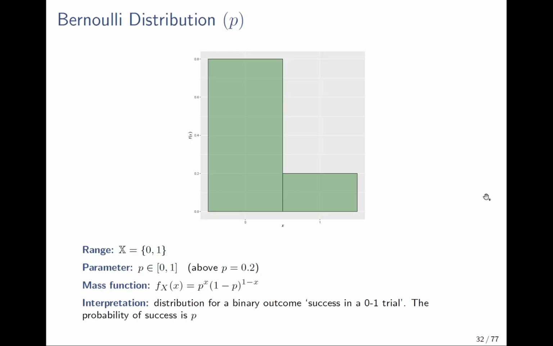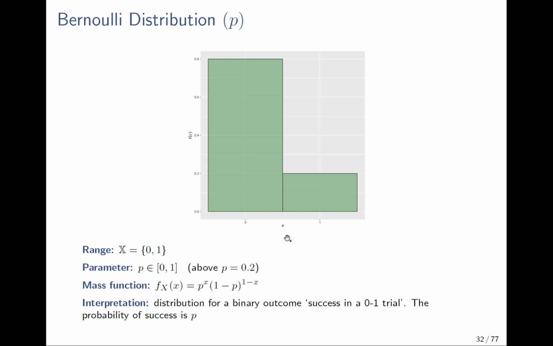A second very well known distribution is the Bernoulli distribution, and this is the distribution for binary random variables. It has a single parameter p, and it's the distribution for a binary outcome in which you're looking at the success in a 0-1 trial with the probability of success being captured by this parameter p. So this is a distribution that would work for a coin toss. Is the coin going to land heads 0 or tails 1? Now in that case, if the coin was fair, the probability would be 0.5, and the distribution would look very much like the uniform distribution where n equals 2. In fact, it'd be the same.